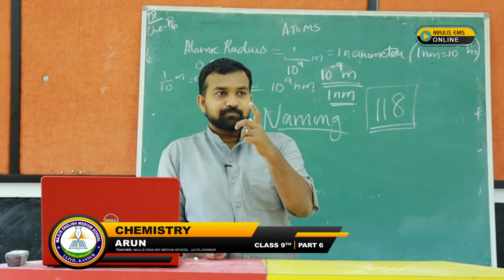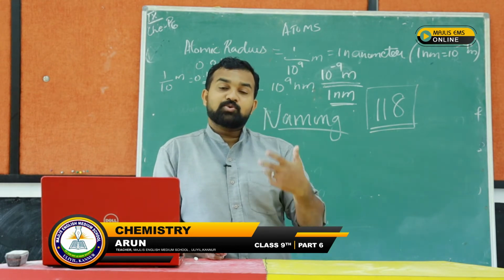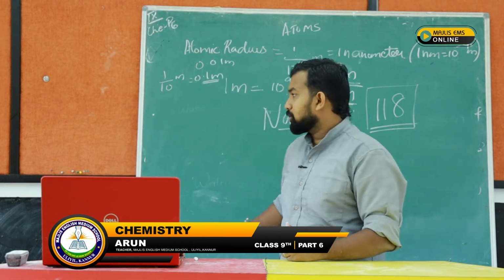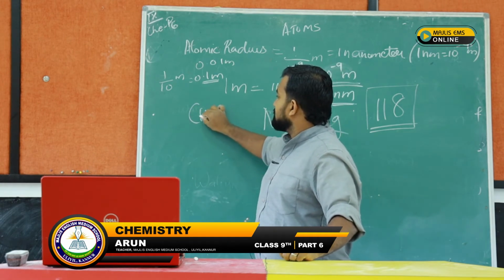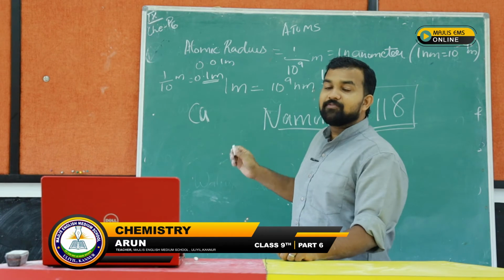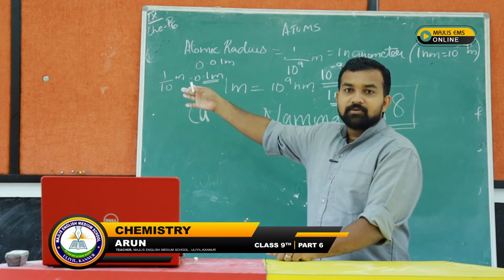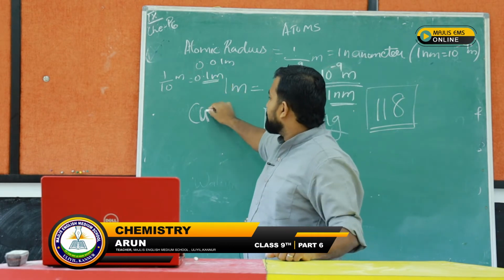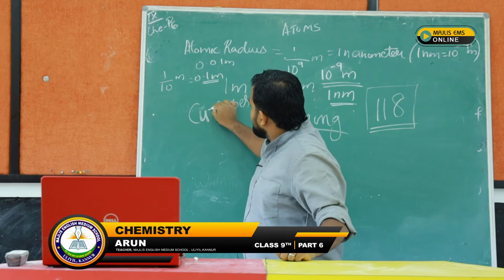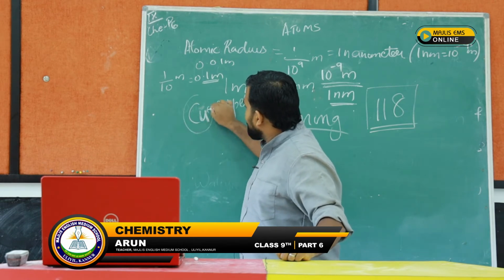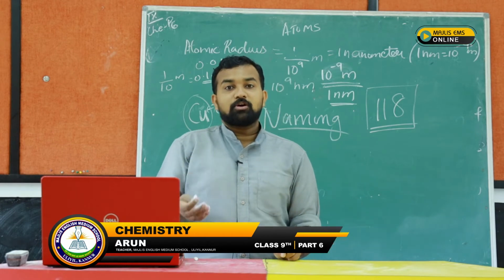Okay, so in the beginning the names were given from the place where it was found. For example, copper: its first name was cuprum, because it was found in Cyprus. So it was given the symbol Cu. Today also the symbol of copper is Cu itself.